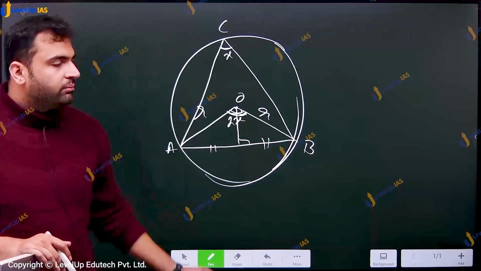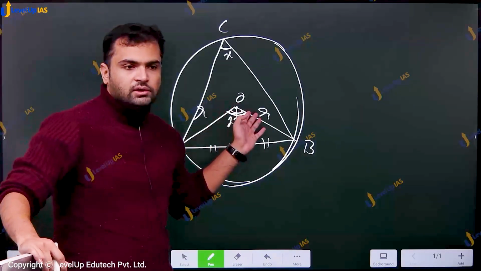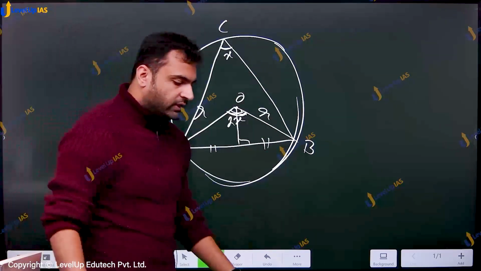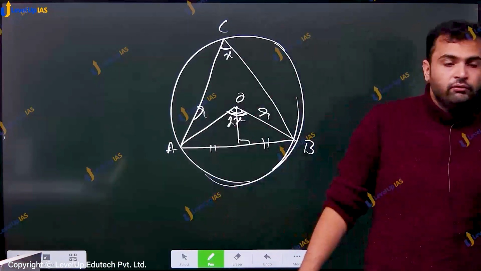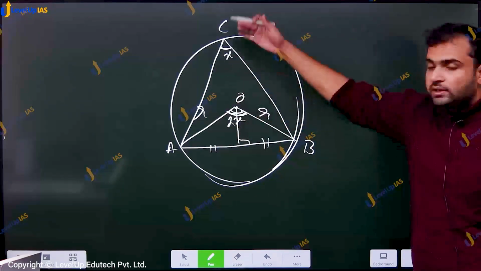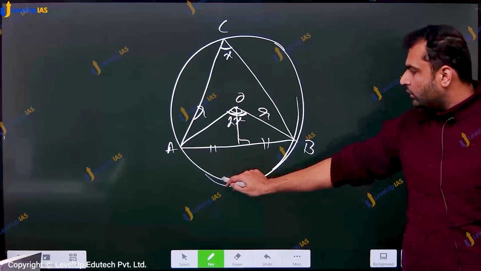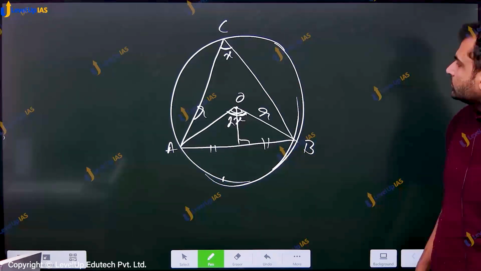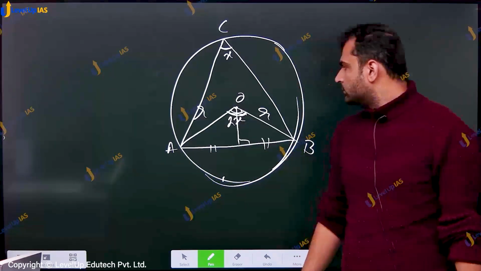Angle subtended by a chord at the center is twice that of the angle subtended by the chord at the circumference. And of course, we are taking the other side of it, like the smaller side, other side of the center. We are not taking the point on the circumference on this side. We are taking it on the smaller side.